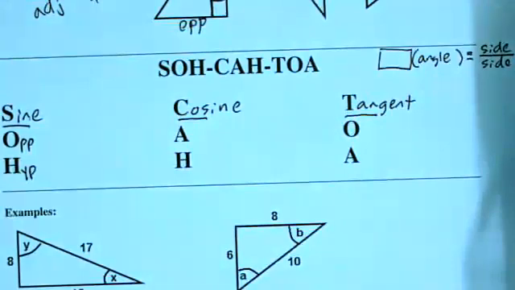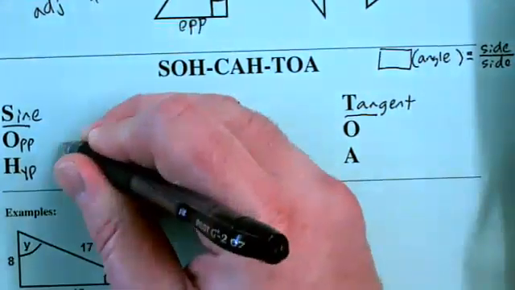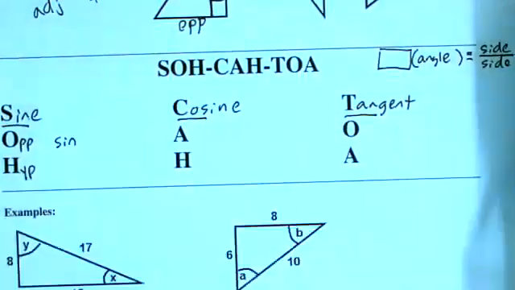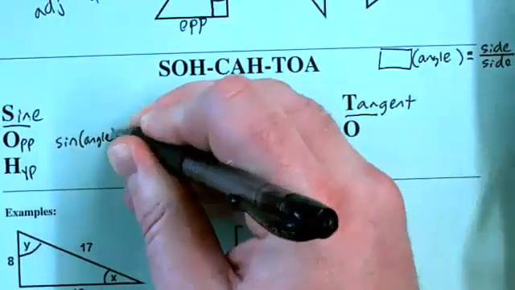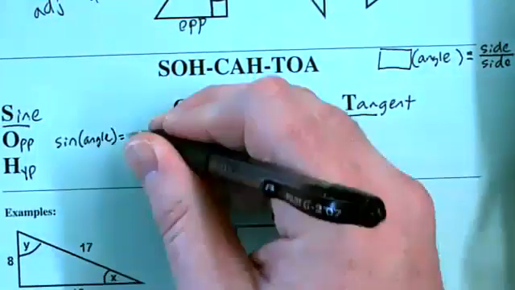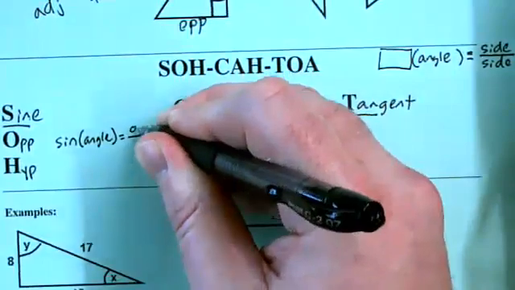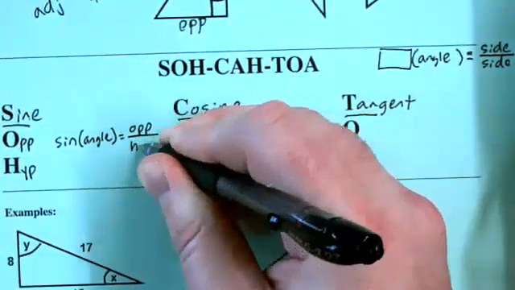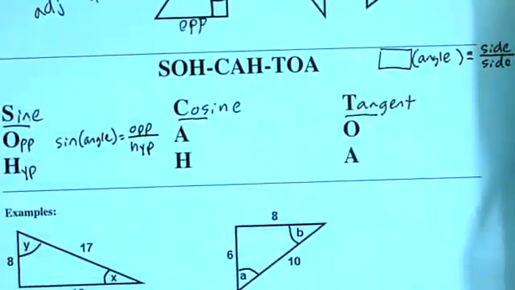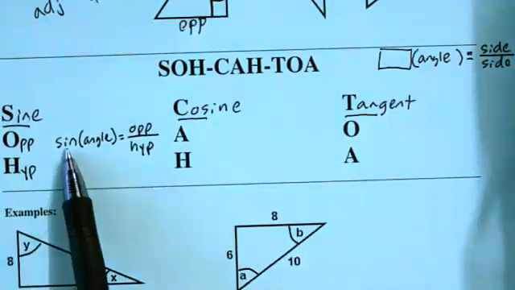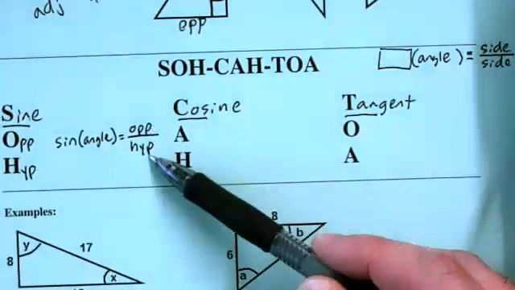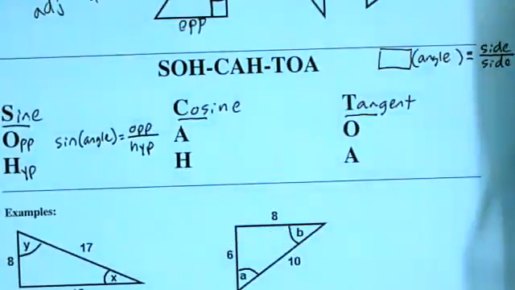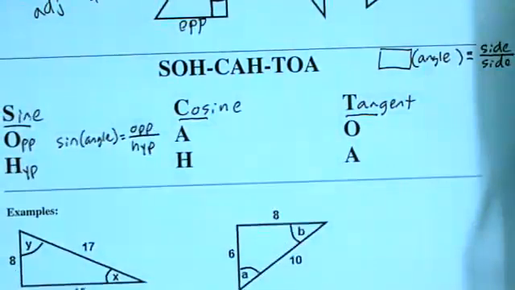In fact, what it's going to look like is sin of our angle is equal to opposite on the top and hypotenuse on the bottom. Always, always, always, if we write an equation with sine in it, our angle is going to go here. We're going to have the opposite side on the top and the hypotenuse on the bottom. Always.